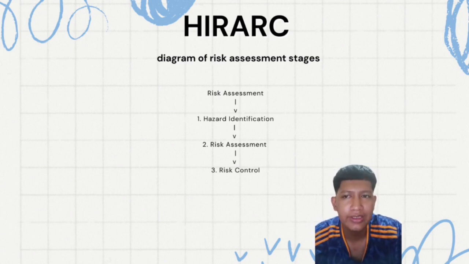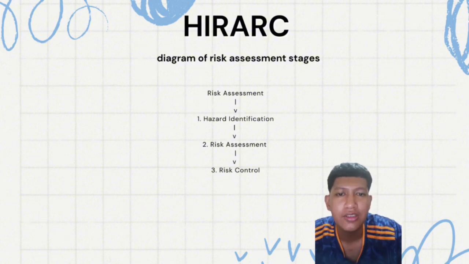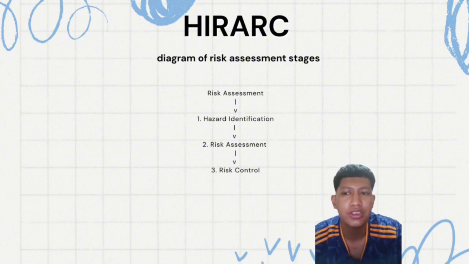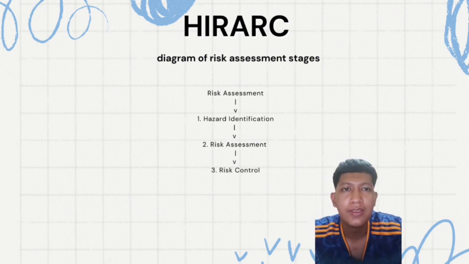Second, risk assessment. Purpose: evaluate the identified hazards to determine the level of risk associated with each hazard. Activity: assess the likelihood of occurrence and severity of consequences for each hazard. Use a risk matrix or scoring system to prioritize risks based on their potential impact. Consider factors such as exposure, vulnerability, and existing controls.